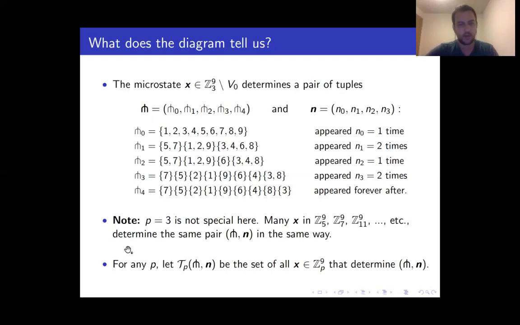So on that note, what I want to do is define, for any prime p, including 2 this time, T sub p of the pair pitchfork, bold n, to be the set of all microstates in Z_p to the 9 that determine this particular pair that we've got up here. So that is what T_p of the pair is. It's a set of x values.